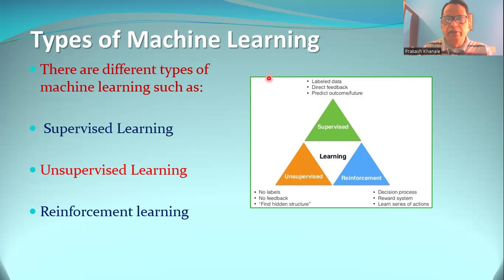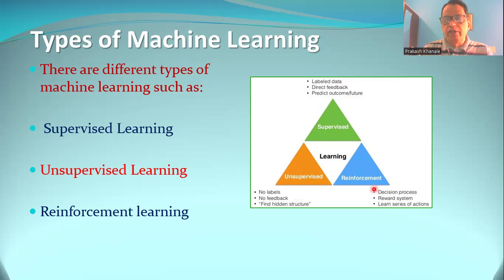In supervised machine learning, the data is used as labeled data, and that is the reason it is called supervised machine learning. So here we can predict the outcome or future by making use of supervised machine learning. In unsupervised machine learning, there is no labeled data. This is the basic difference between supervised and unsupervised. You will find that there is no feedback, but the machine will find some hidden structure from the data, and based on the hidden structure, it will suggest certain new things.